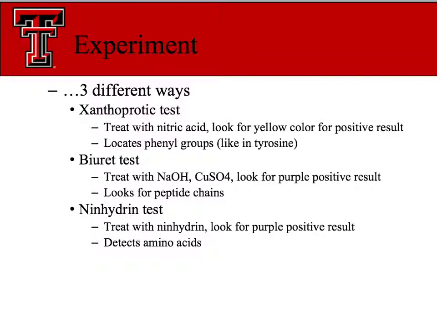We'll have the xanthoproteic test, where we treat it with nitric acid and then look for a yellow color for a positive result. It'll locate phenyl groups, like in tyrosine. And the biuret test, we'll treat with sodium hydroxide and cupric sulfate, and we'll look for a purple positive result, which shows us peptide chains, which is just a string of amino acids, essentially. When they're all linked together, they're called a peptide chain.